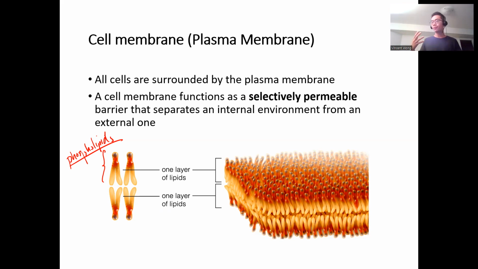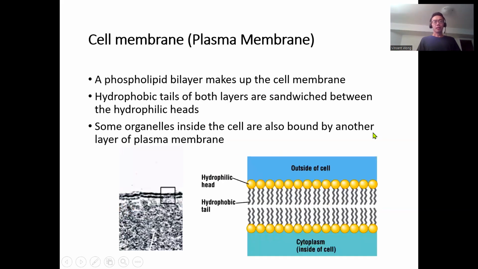So the cell membrane functions as a selectively permeable barrier. Permeable means it will let things pass through. Selectively means not everything though. You can regulate what passes through, and I already told you why that is important. So the phospholipid bilayer means two layers. You have one layer here, a second layer here. Basically, the hydrophobic tails are sandwiched between the hydrophilic heads.